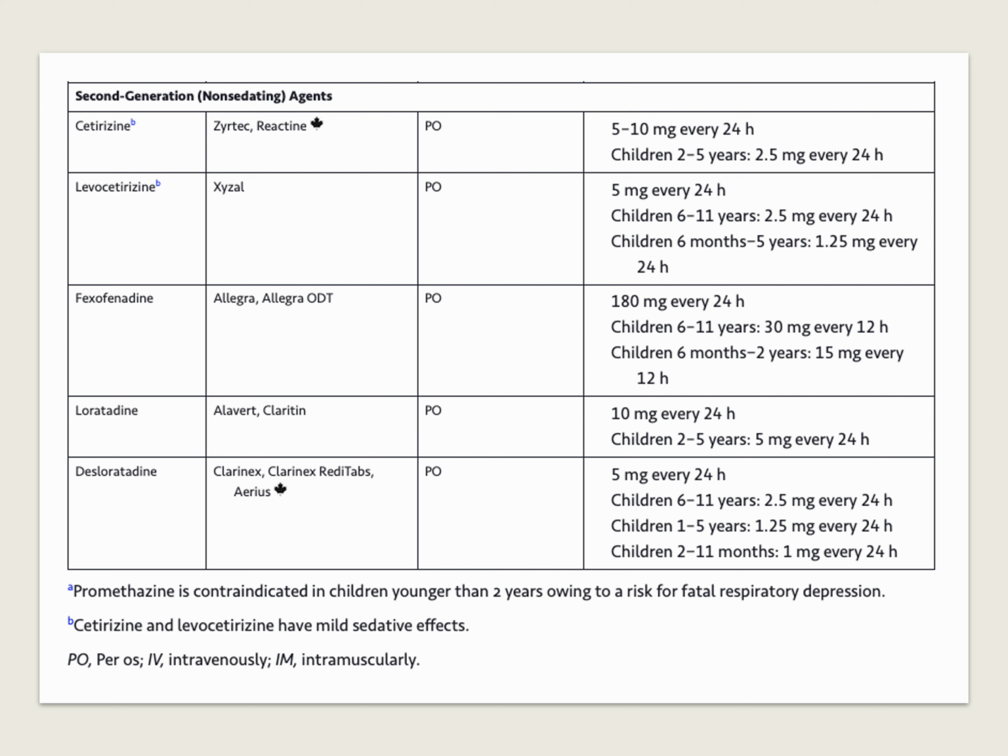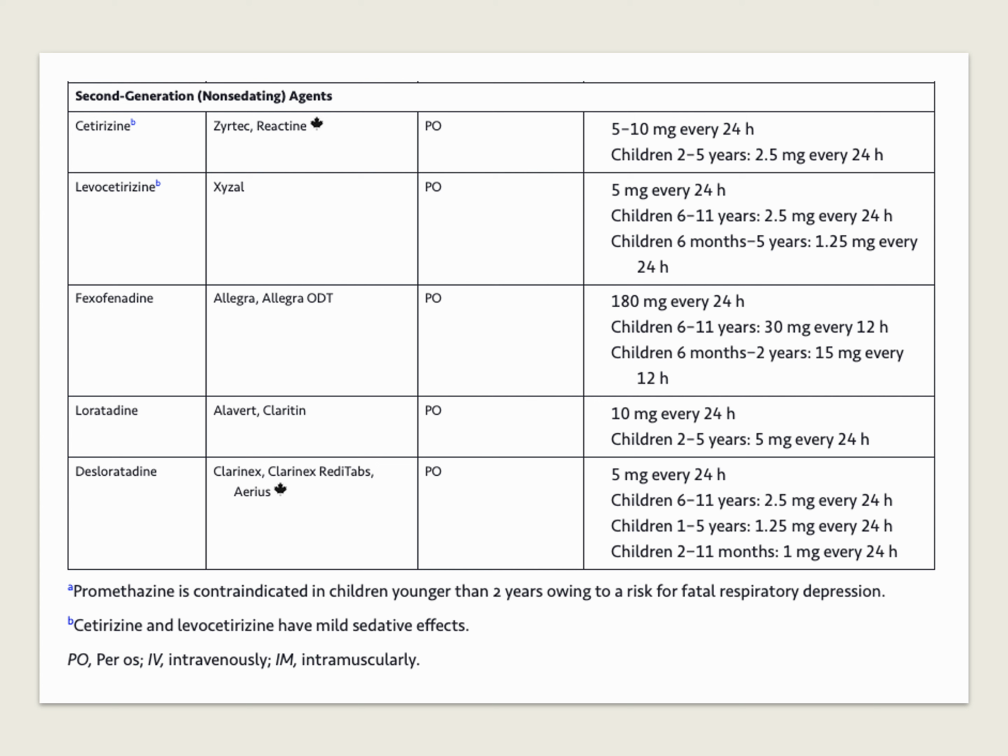Then the other drug that you're probably very familiar with is loratadine, which is also called Claritin. This can also be given in a half of an adult dose, and we also only give this once every 24 hours. Fexofenadine, which is Allegra, can also be dosed for children, except for children 6 to 11, we're giving it every 12 hours or BID. And for children 6 months to 2 years, we're only giving 15 milligrams BID.